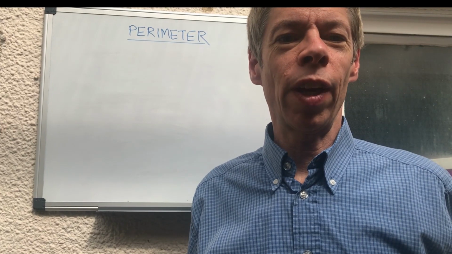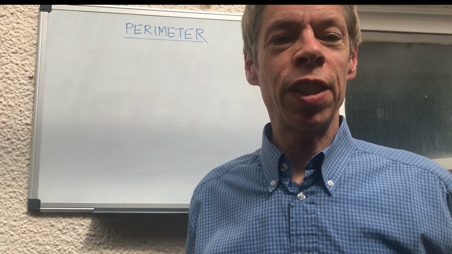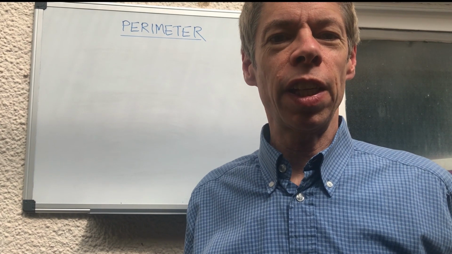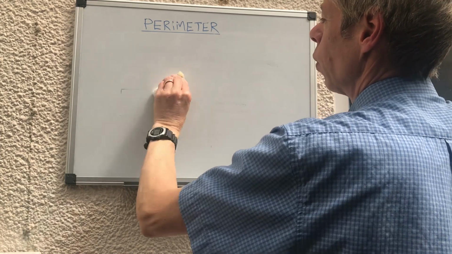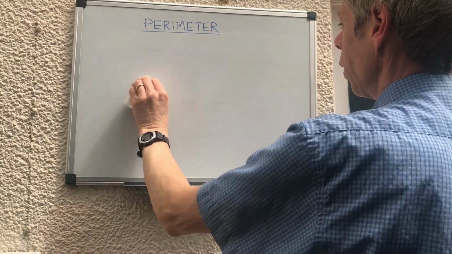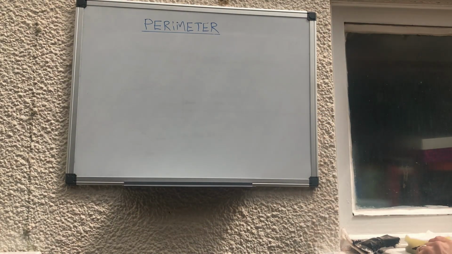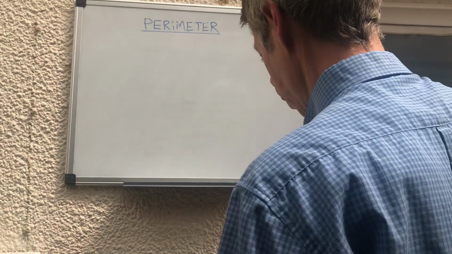Hello everyone, so now we're going to do a test on perimeter and area. So the first section of this test is on perimeter. It's going to take me a little while to draw out these shapes, so probably by the time I've drawn them out you may well have worked out the answers.